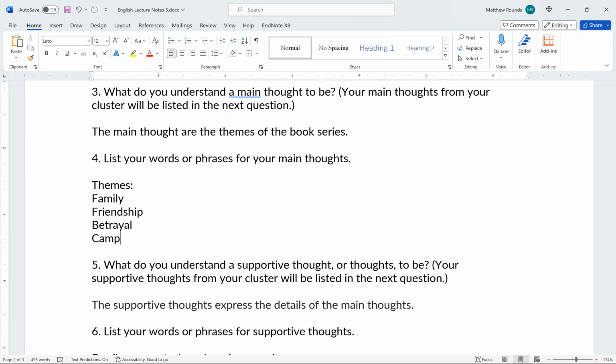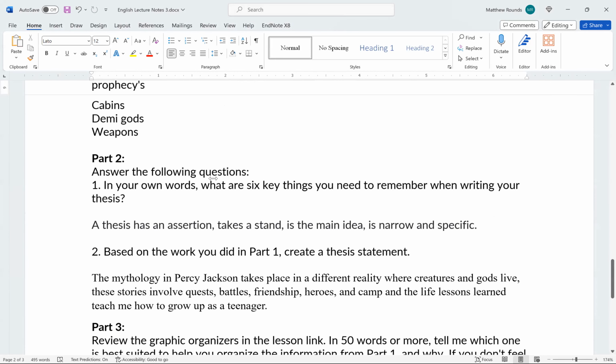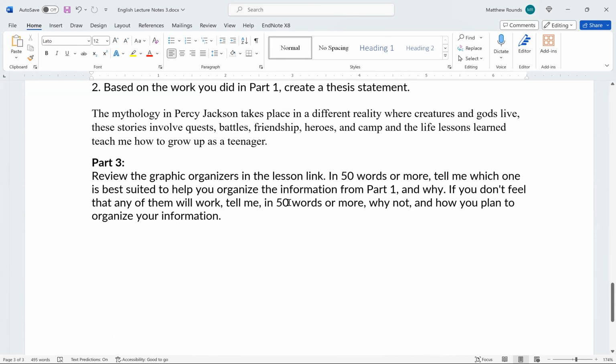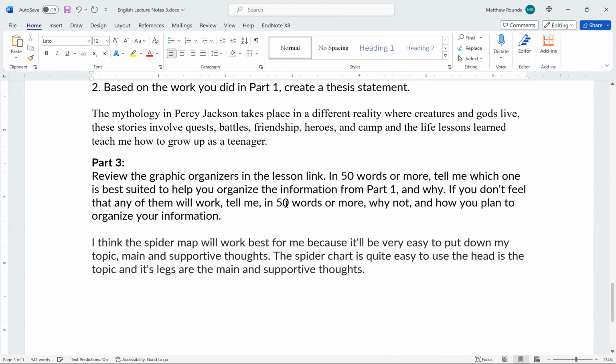All right, there we go. So we'll take a look at what you've got. Let me see. Am I actually sharing this? Yeah. Okay. I think the spider map will work best for me because it will be easy for me to put down my topic, main, and support thoughts.